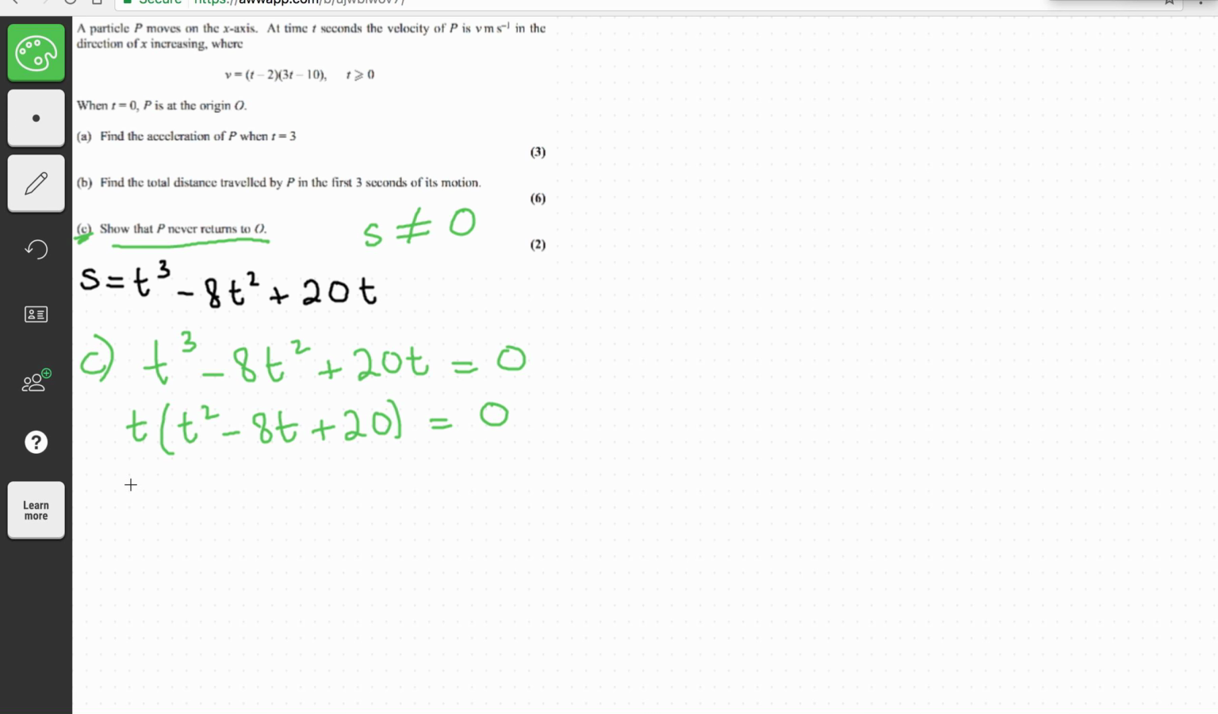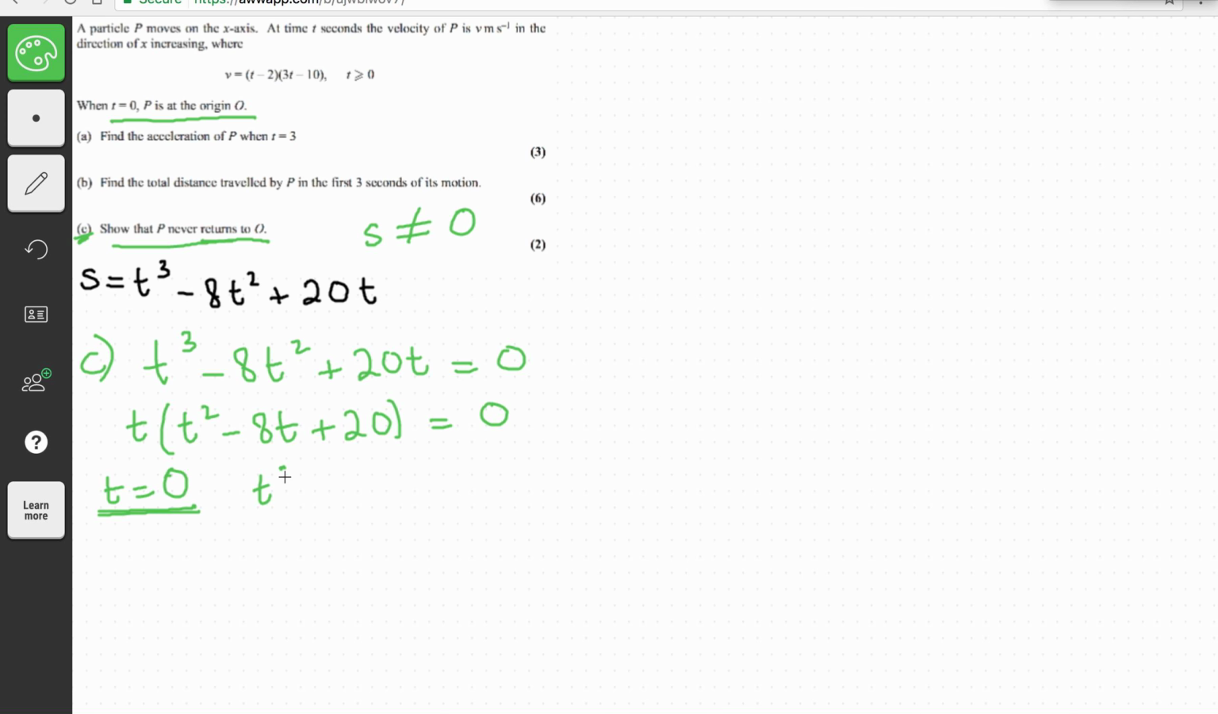Each factor can equal 0, so we know that t equals 0. So we got one solution here, and that solution is that t equals 0. So we know that s equals 0 when t equals 0, and this is what is given here also. And we know that in the beginning, when it starts, P is at the origin. So this is fine. But we have to make sure that P never equals 0 after that. So it never returns to 0.